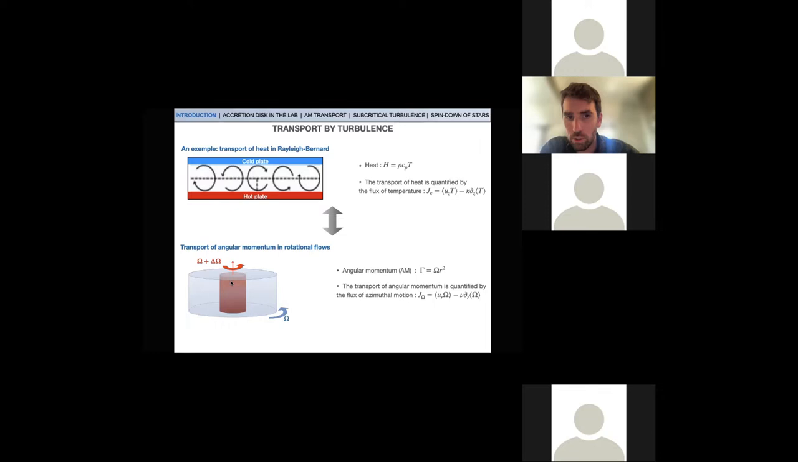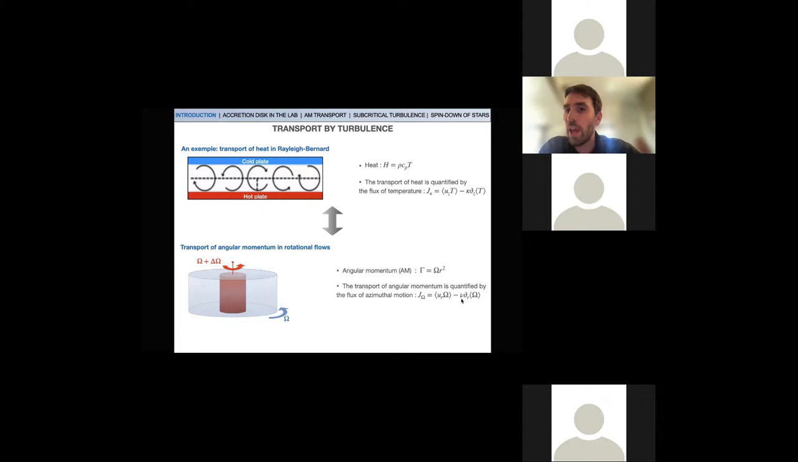So you have a very similar problem. There is a rotational flow. If the flow is turbulent, there is a transport of angular momentum from the inner cylinder to the outer cylinder. So you can quantify again this transport by measuring some flux. Now it is a flux of angular momentum crossing any cylindrical surface between the two cylinders. And you can define it the same way as before. There is one term which involves the velocity, so the transport of angular momentum by velocity. And again, there is some molecular diffusion. In this case, it is the kinematic viscosity which will diffuse the angular momentum and produce some transport.